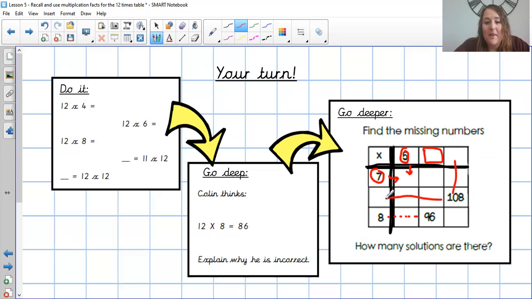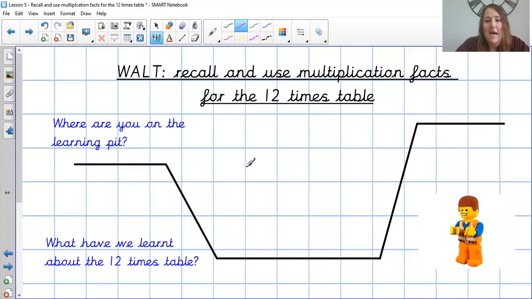Brilliant. Hopefully you had a go at those and you didn't find them too tricky. I'm going to be looking forward to seeing some of your work if you choose to send maths in today. But just before you finish and before you send in that work, just think about where you are on the learning pit today. Did you find the multiplication facts quite simple because you had your build it? Are you still finding them quite tricky? Are you all the way out of the learning pit today?